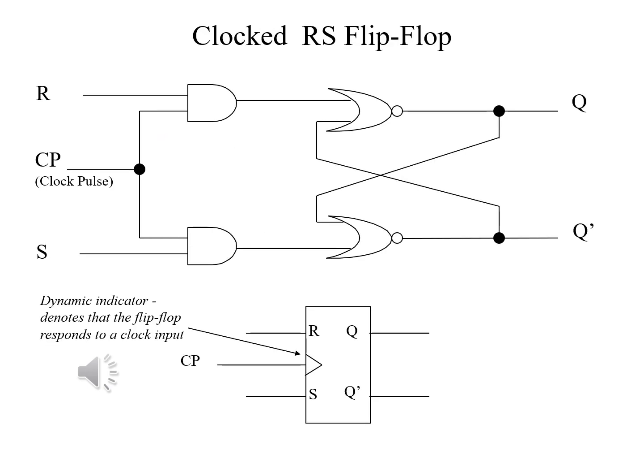In this slide, we AND both R and S with a clock pulse. Since R and S can only transmit a 1 to the flip-flop when the clock pulse is 1, it will synchronize the flip-flop.